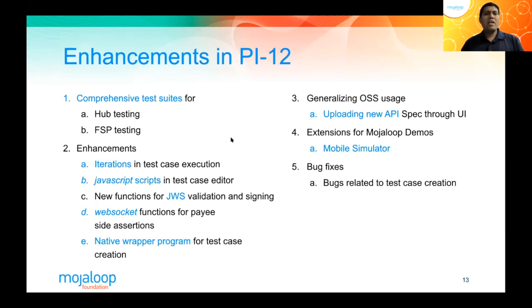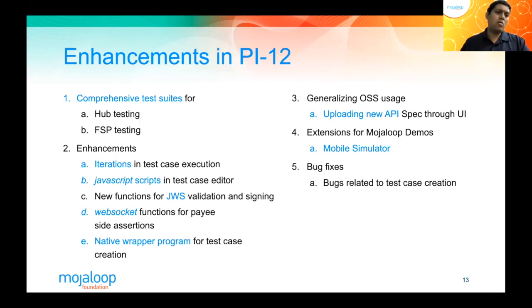Okay, then coming to enhancements in this PI. Our objective for this PI is to create comprehensive test suites, to provide as much coverage as the Postman Golden Path collection. So we added several test suites for the hub implementation based on the Postman Golden Path. We achieved as much coverage as Postman, and also more than that.